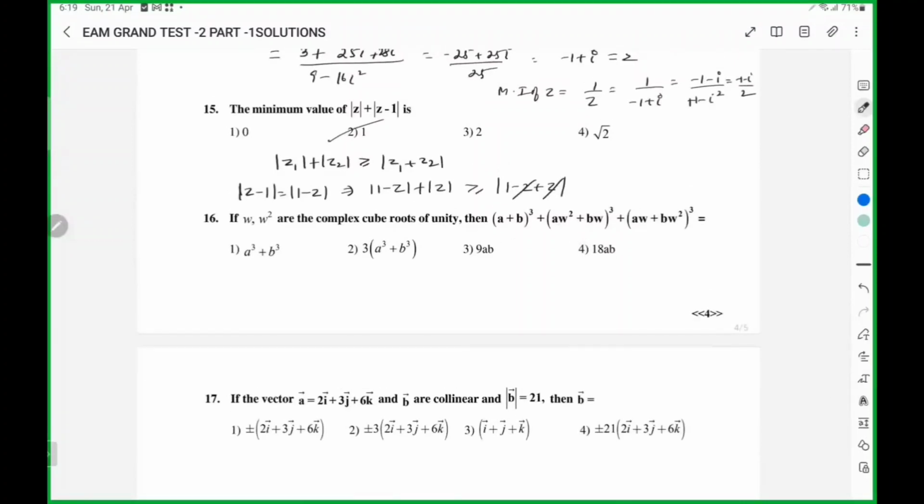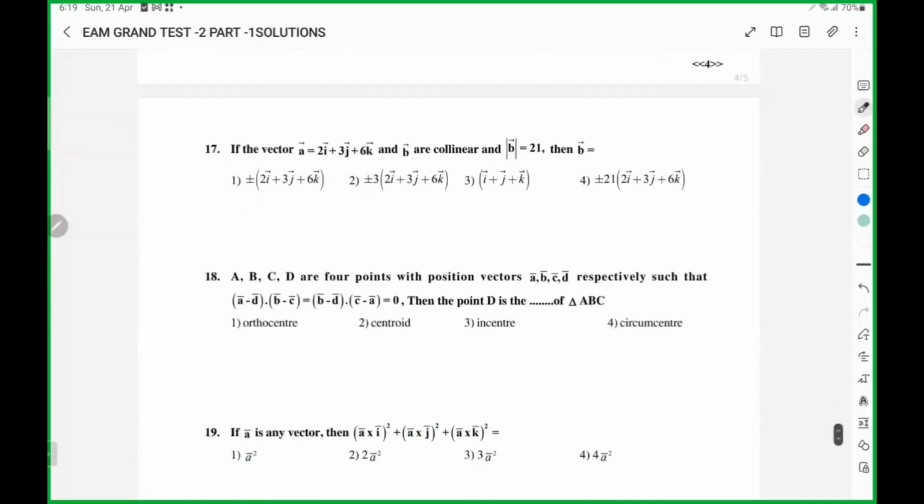Here I will choose a as 1, b as 1. So it is a omega square plus b omega, here it is minus 1 whole cube. Here a omega square plus b omega, here also we get 8 minus 2. So if you substitute 1, 1 you get 3. It's 9. Here it is 9. Sorry, here you get 6. Second option is correct.